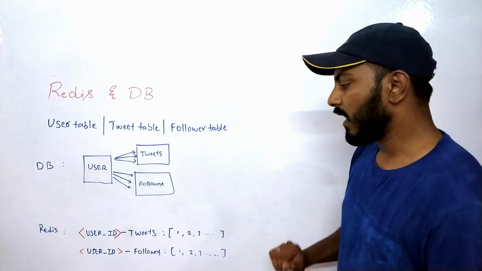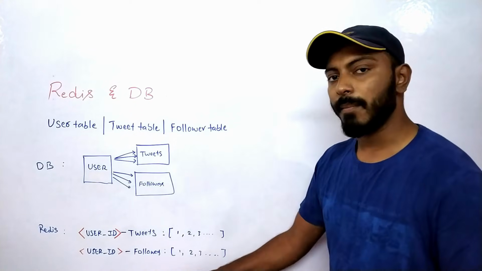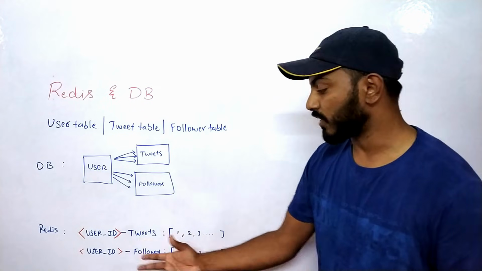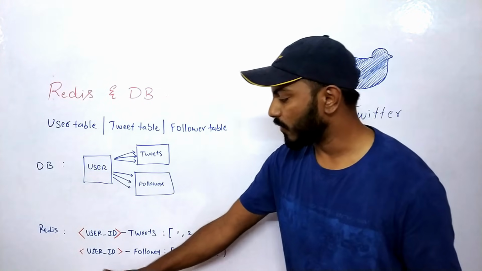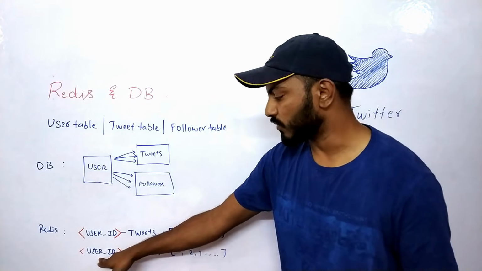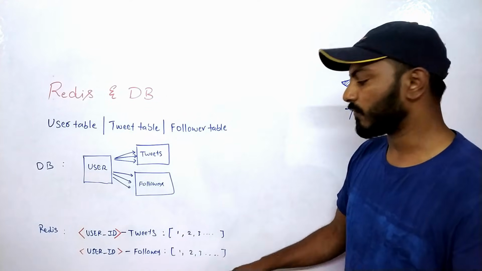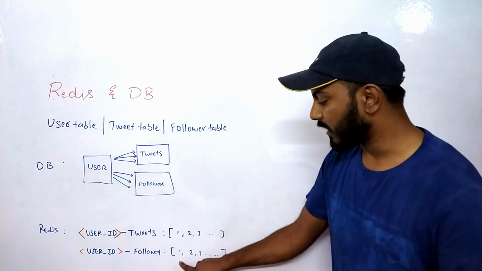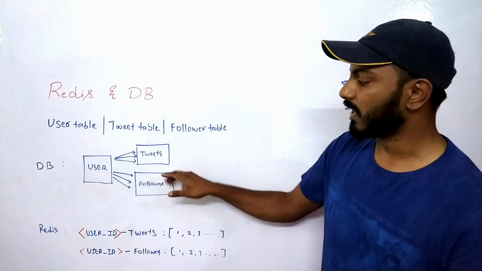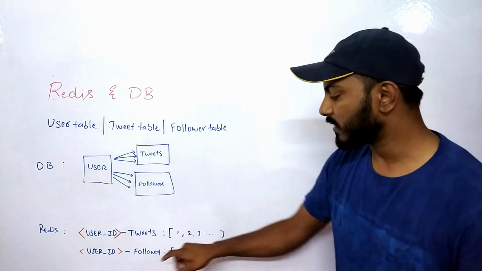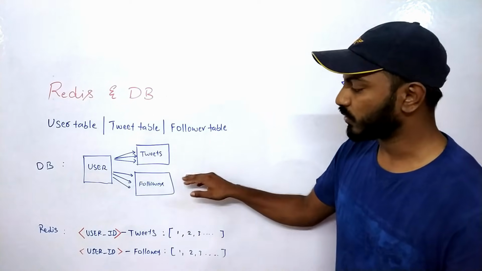And also, to have a mapping of user followers in the cache, we can have a key which contains the user ID and also hyphen followers, which gives you the list of all the followers which a user has, and these IDs are the IDs in the user table. Similarly, in the tweets, all these IDs are the IDs in the tweets table.